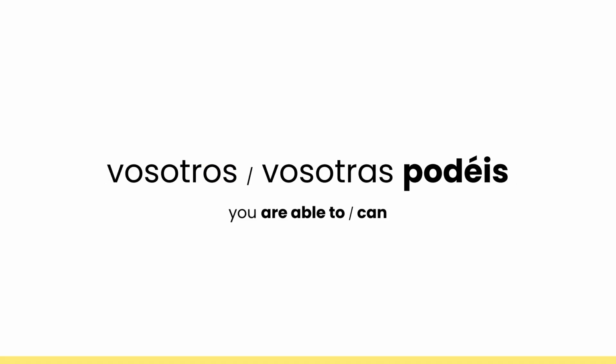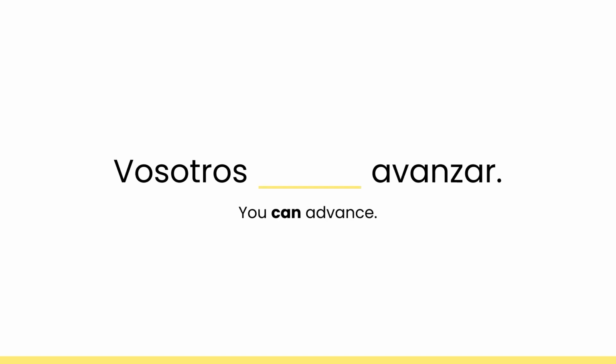Alright, so let's then move on to you are able to or you can. Vosotros podéis. Vosotras podéis. And then for our example sentence, Vosotros avanzar. As you can see, sometimes just by using logical thinking, you can already guess a lot of words in Spanish. So avanzar, if you look at that word, then it's pretty easy to guess that probably avanzar in English is to advance, because the two words look very much alike.